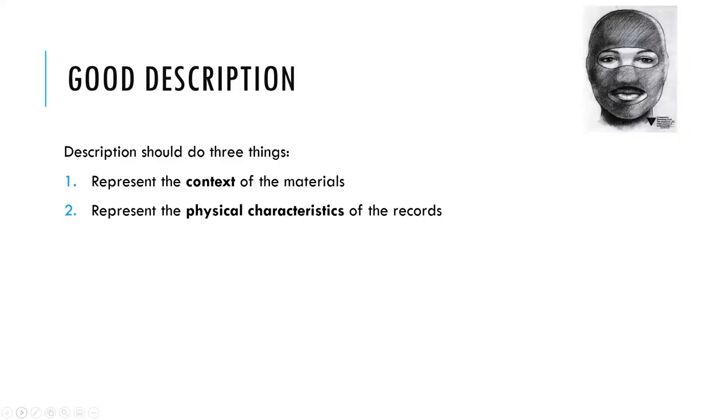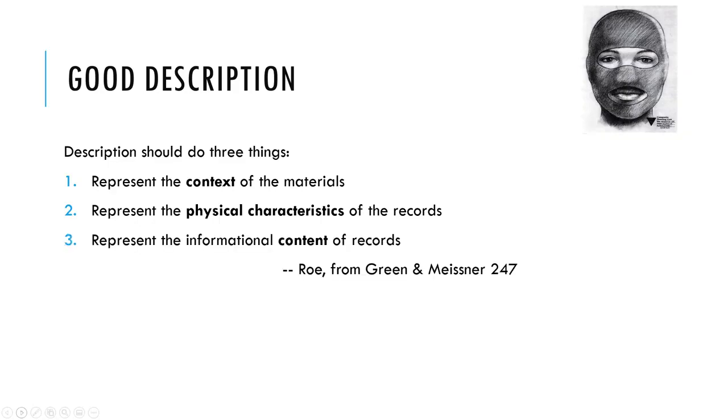To talk a little bit more about description, the Green and Meisner article for this week talks about how description should do three things. It should represent the context of the record. So again, the who, what, where, when, and why, how the records are related to each other. The physical characteristics of the record, which is something that we touched on. The format of the record. Is it a diary? Is it a floppy disk? And things like that. And the informational content of the record. So what is actually represented in the record? Is it a picture of someone's dog? Is it someone's diary? And so on.